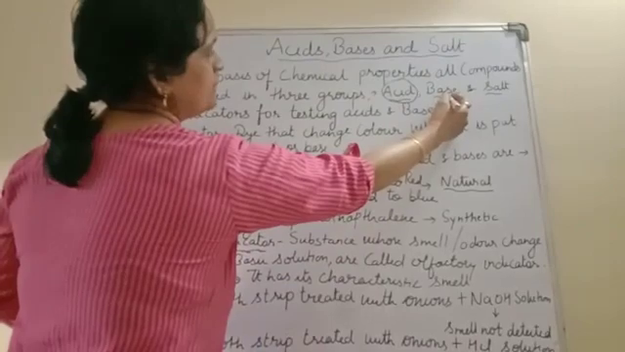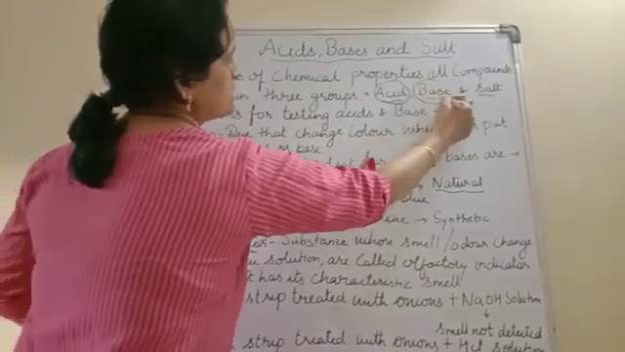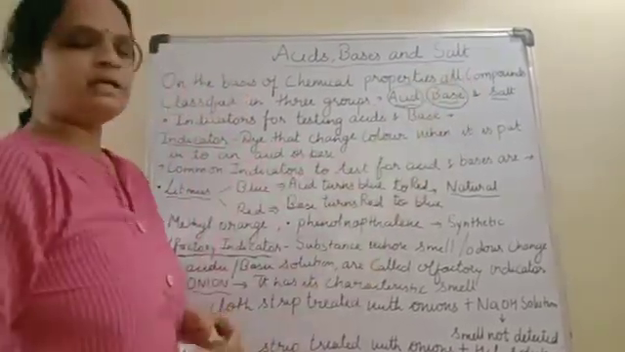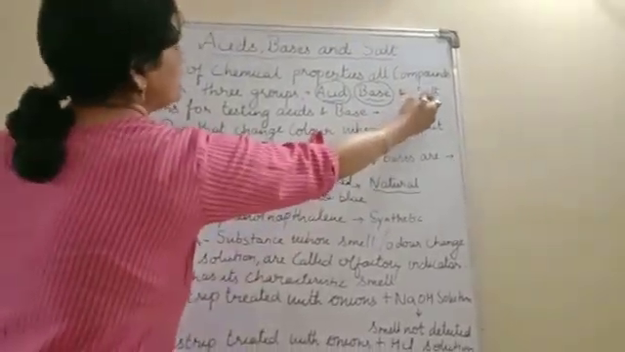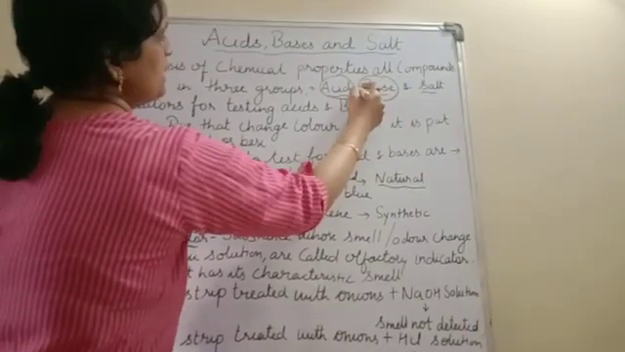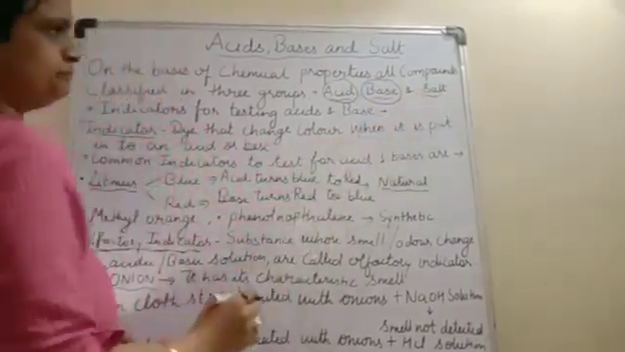As you all know, acids have H plus ions and acids are sour in taste. Bases have OH minus ions and they are soapy to touch and bitter in taste, while salt is the mixture of acid and base and it is neutral.